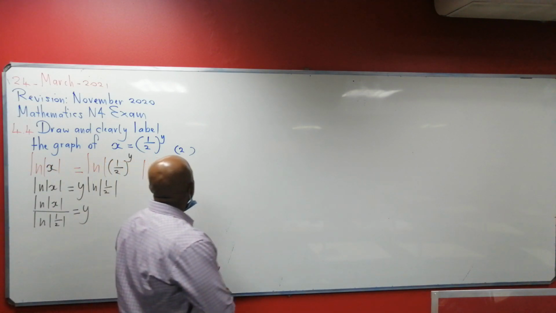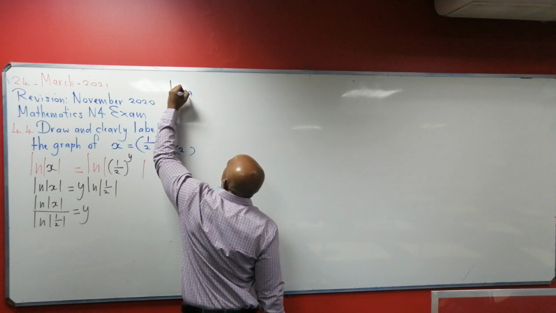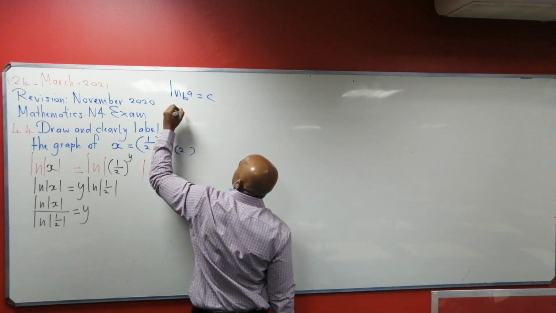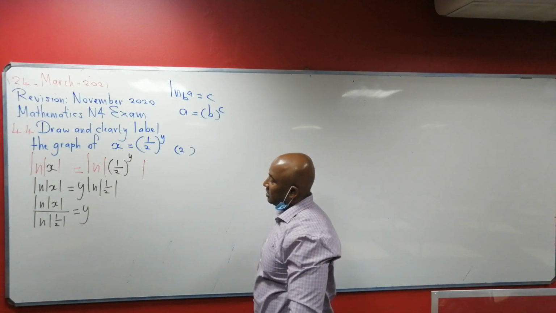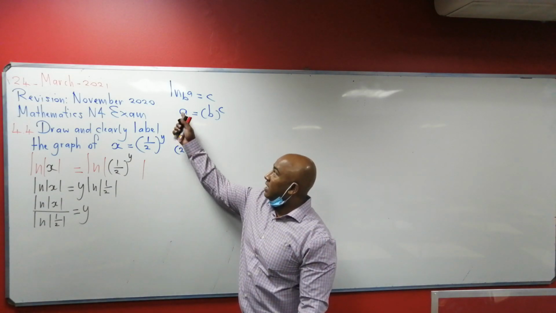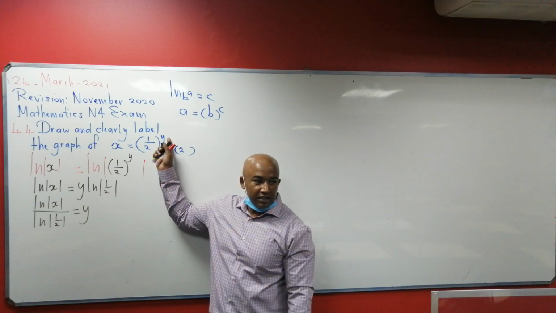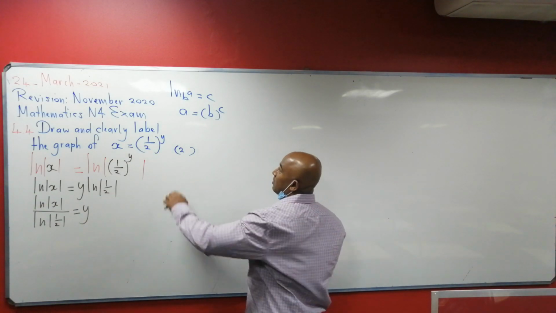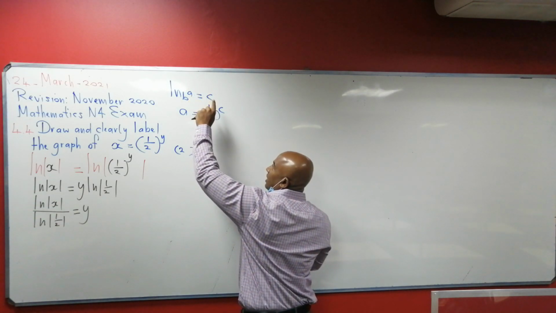What do I mean? Remember, if you have log a to the base b equal to c, then a is equal to b to the power c. So what we have here is a is equal to b to the power c. Can you see that? So I can do this in one step. I can check what my a, b, and c are, and go one time, and write it down.